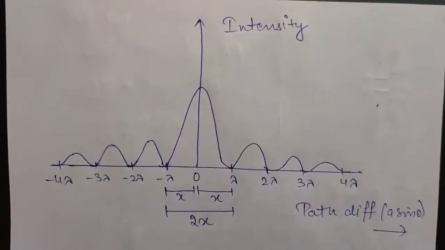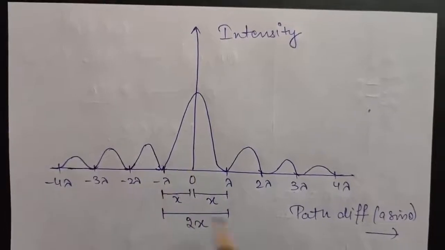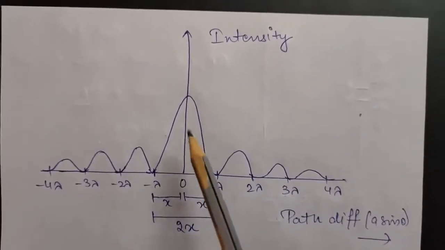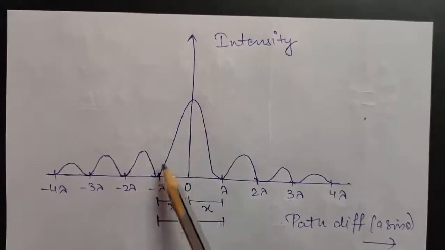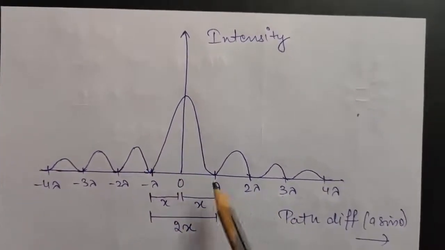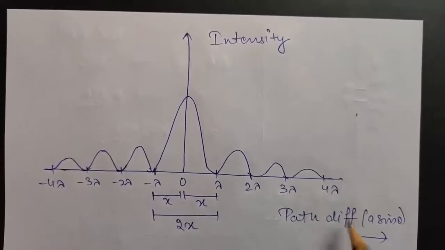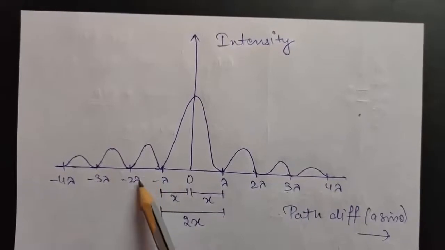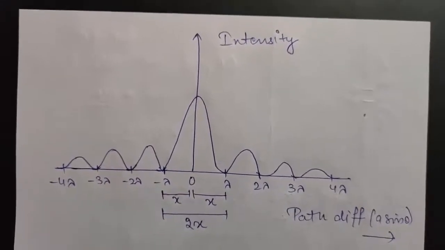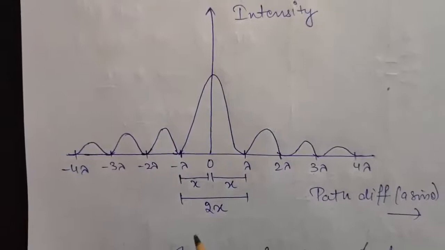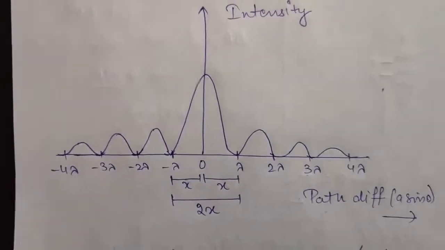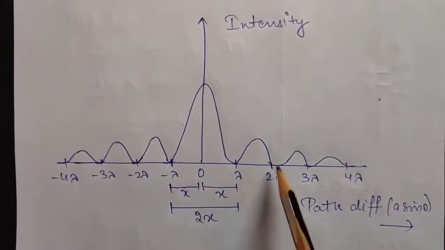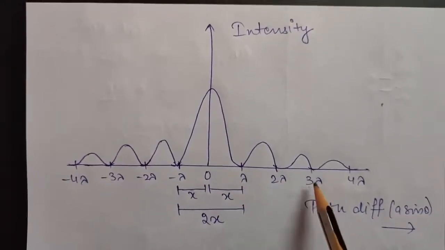Here I have drawn a graph between intensity and path difference for your diffraction pattern. As I told you, in diffraction pattern you will be having a central maxima. So this is your central maxima. On your x-axis we have plotted path difference, that is lambda, 2 lambda, 3 lambda, 4 lambda, and similarly here lambda, 2 lambda, 3 lambda and 4 lambda. Now as I told you, n lambda are the positions of secondary minimas. So this is your first secondary minima, this is your second, this is your third, similarly here.